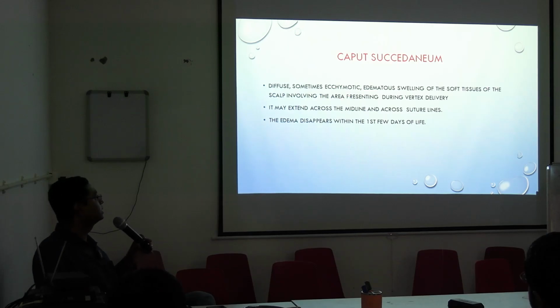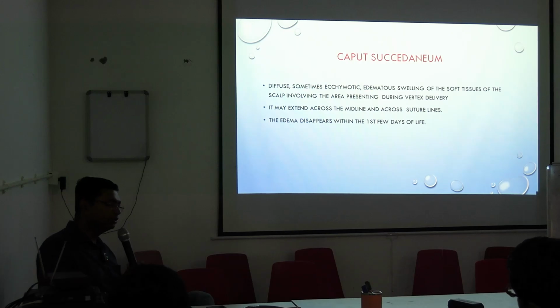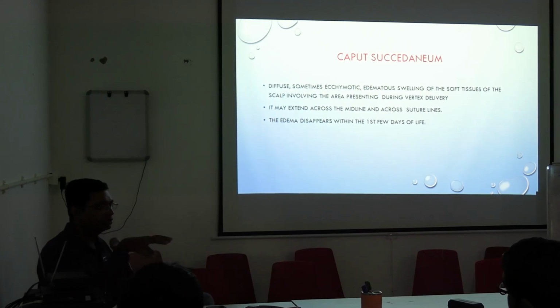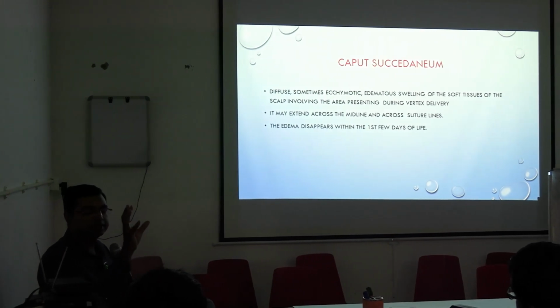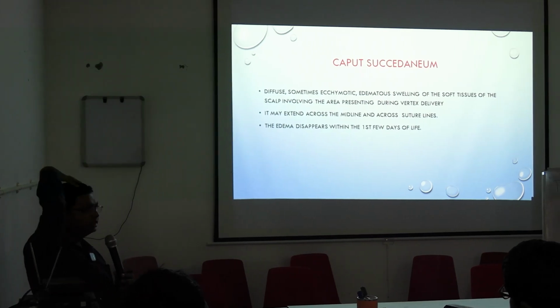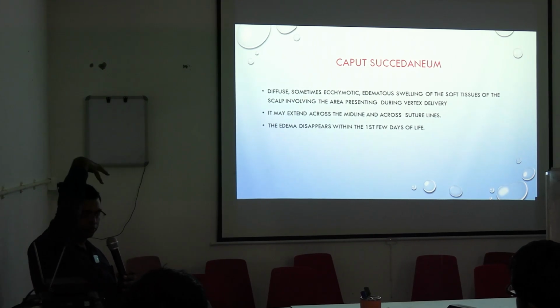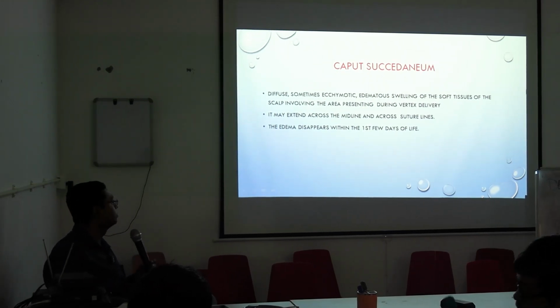So, it is a diffuse, sometimes ecchymotic, edematous swelling of the soft tissues of the scalp involving the area presenting during the vertex delivery. It mainly occurs during obstructed labor, when in primiparous women the labor process is very lengthy. That's why during obstruction of the neck in the pelvic outlet, there is soft swelling in the scalp that you can very easily see after normal delivery. It is not confined to one side or both sides, it is in the midline, and it is not bounded by the suture lines.